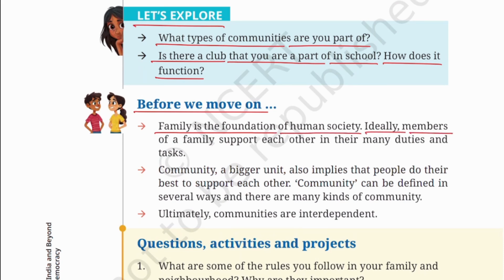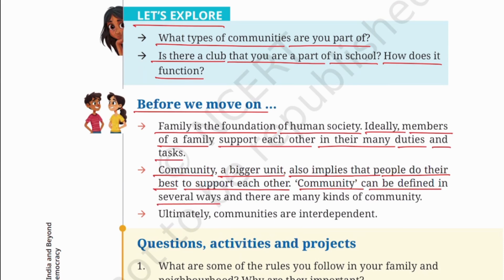Before we move on, family is the foundation of human society. Ideally, members of a family support each other in their many duties and tasks. Community, a bigger unit, also implies that people do their best to support each other. Community can be defined in several ways, and there are many kinds of community. Ultimately, communities are interdependent.